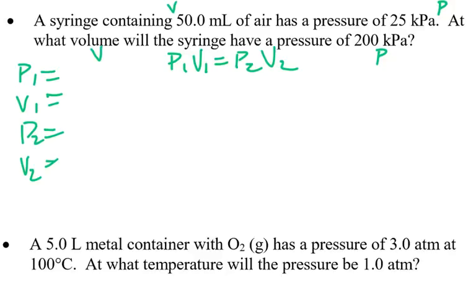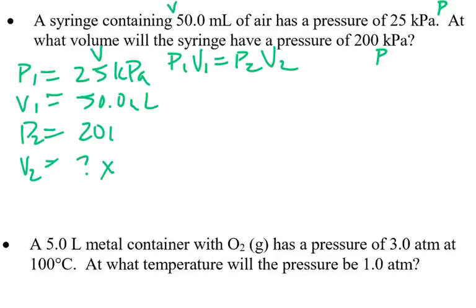My first pressure was 125 kPa's. My first volume is 50 milliliters. What's the new volume? Okay, that's X. And the new pressure is 200 kPa's. My pressure units are not important as long as they match. And my volume units are not important as long as they match. So they're both going to come out in milliliters.